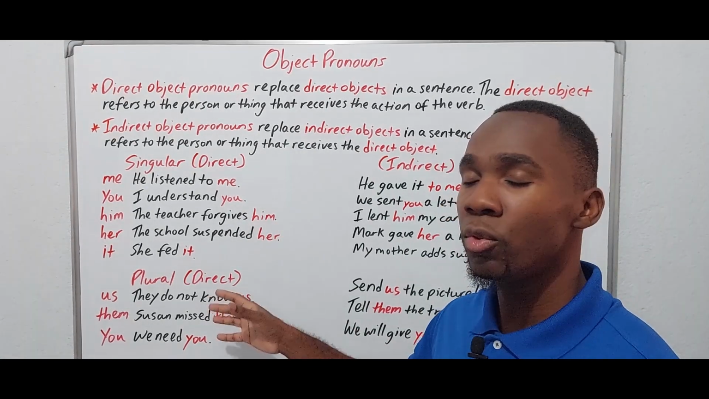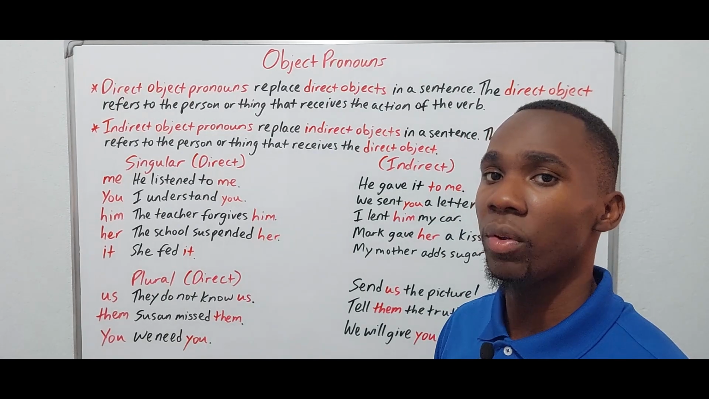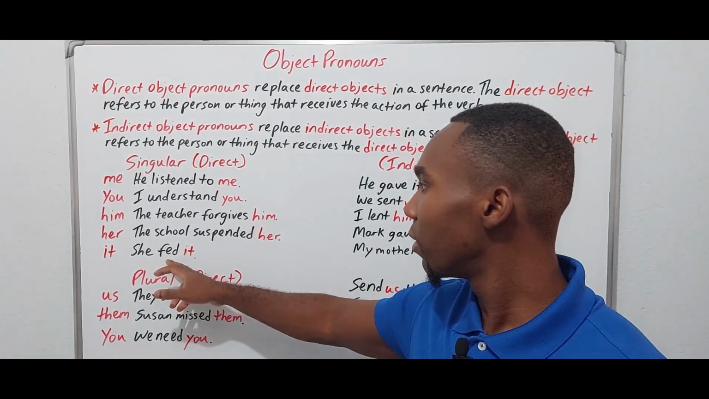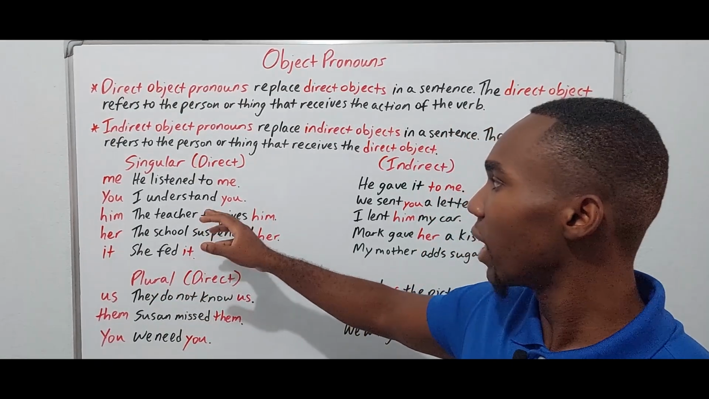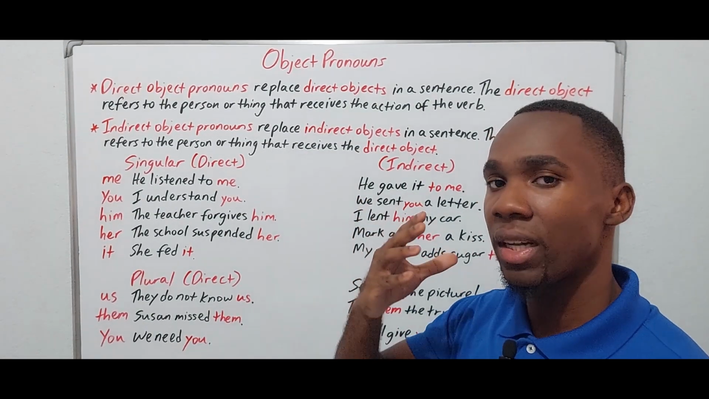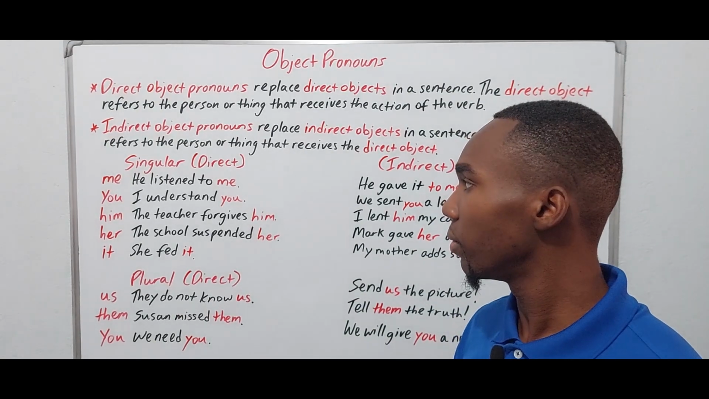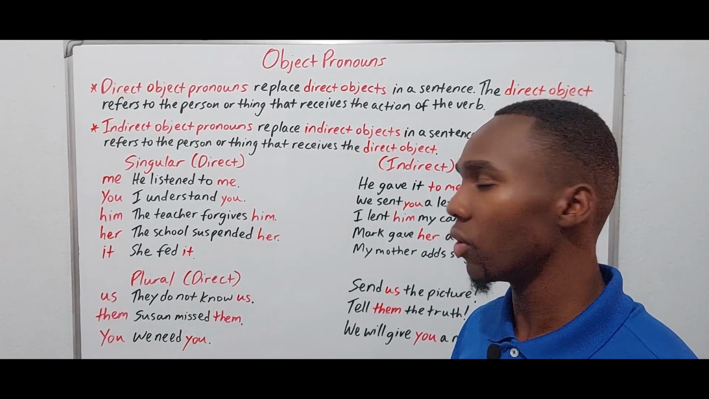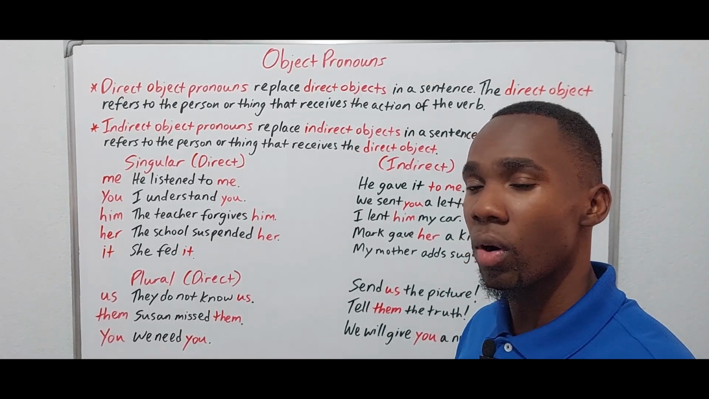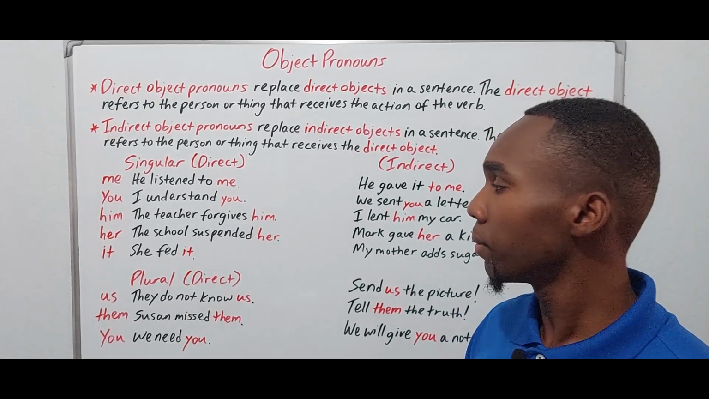So the same rules will apply. The object pronouns have to agree with their antecedent, right? So you can't be having an antecedent that does not agree with the object pronoun, right? So whoever is receiving the action, or who or whatever is receiving the action must agree with the antecedent, right?